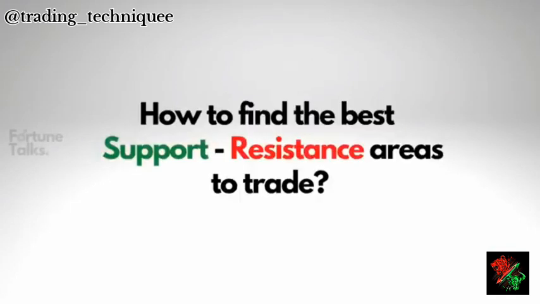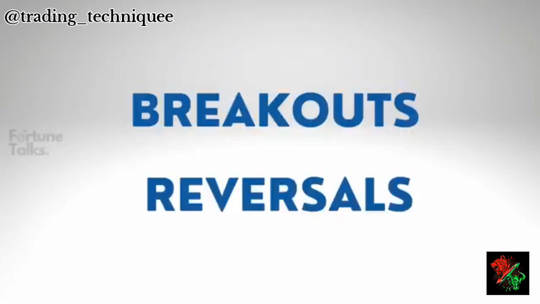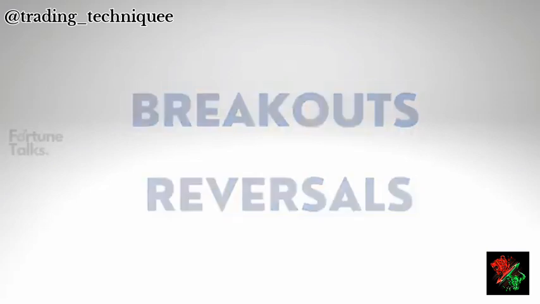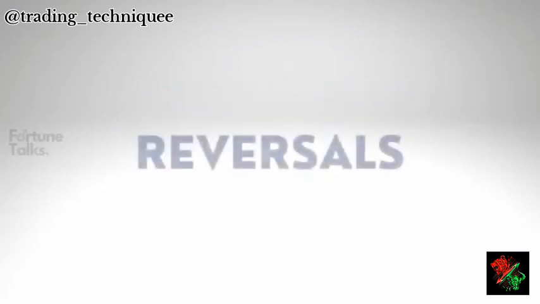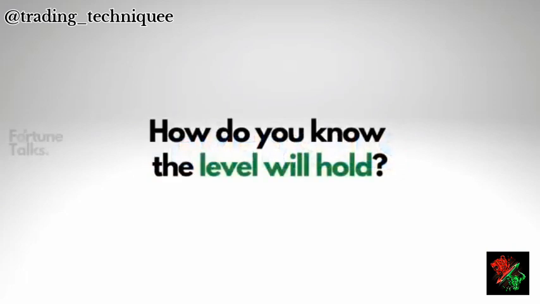Moving on to the most important question, how to find the best support and resistance areas to trade. We can approach this question with two trade ideas, the breakouts or the reversals. We will understand when one should take a breakout trade and when to take a reversal trade. Now let's start with the idea of trading reversals. The most important question associated with this type of trade is how do you know that a particular level is likely to hold? Only if the support or resistance level holds can you enter a reversal trade. Otherwise, you will end up on the wrong side of the trade and you will incur losses.